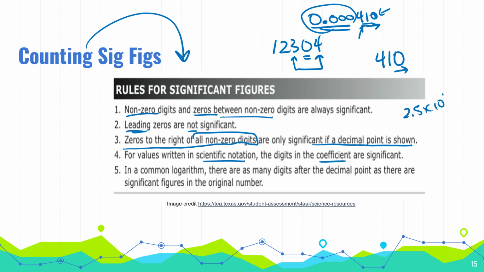For numbers written in scientific notation, everything in the coefficient is going to be significant. 2.5 times 10 to the 12th. These digits are significant. We don't care how many zeros there are when we're counting sig figs. Of course, those zeros are super important for the value of the number. But when we're counting our sig figs, only what's in the coefficient, the part that's in front of the times 10 to the something, these are the significant digits. Common logs, we're not going to worry about this until we get to pH when we talk about acids and bases in the second semester.